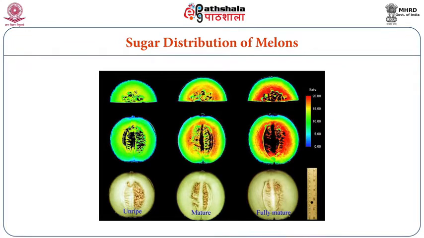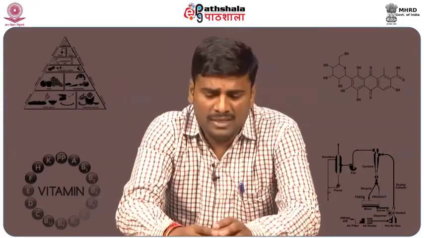Even during sorting of the fruit, you can separate by image sensing: ripened fruits into one lot, semi-ripened into one lot, and over-ripened into another lot. So easy sorting and grading can be done with the help of this method.